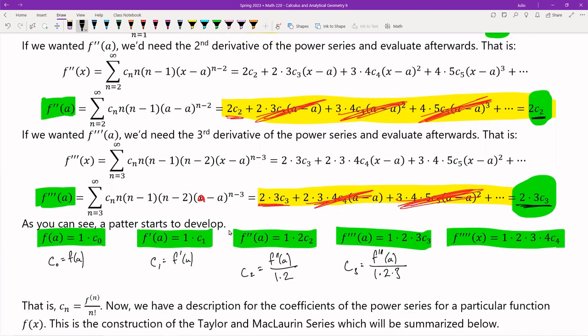This one I didn't do, but you guys hopefully can see the pattern. C of 4 is the fourth derivative f^(4) of a, and that's supposed to be an a right there. I knew there was going to be a typo in there somewhere. Divided by 1 times 2 times 3 times 4. Now I'm going to add a little bit back over here to the first one. This is equivalent to 0 factorial, 1 factorial.